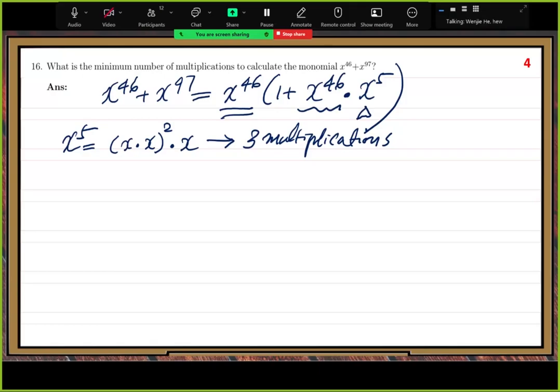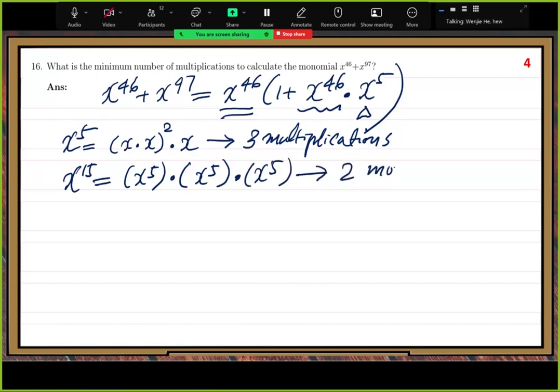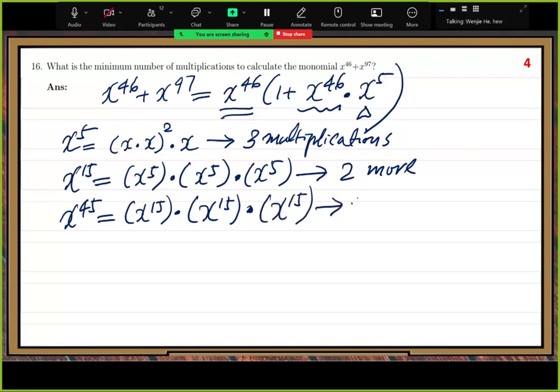After that, now you have x to the 5th. That's your resource. You need to reuse it as much as you can, right? So let's use this. X to the 15, that's a cube operation. Two more multiplications. Then another cube operation, 2 more.